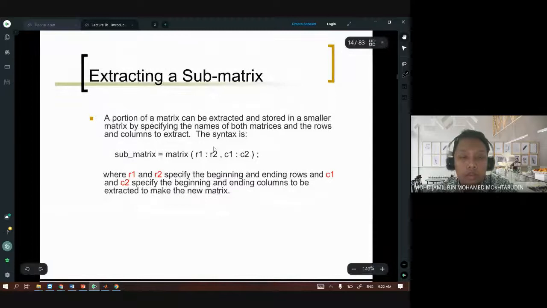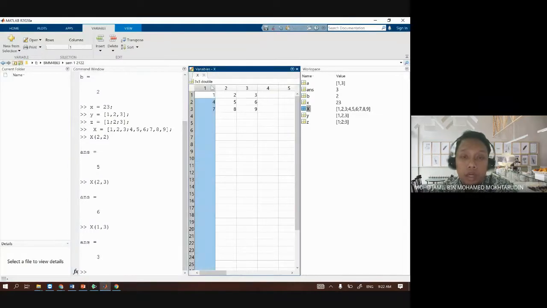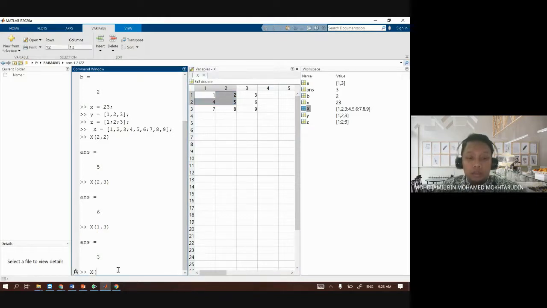Okay, so you can also extract submatrices from your big matrix. For example, kita nak dari sini sampai sini, okay, 4 segi ni, 1, 2, 4, 5. Macam mana kita nak keluarkan dia? So you can simply extract.